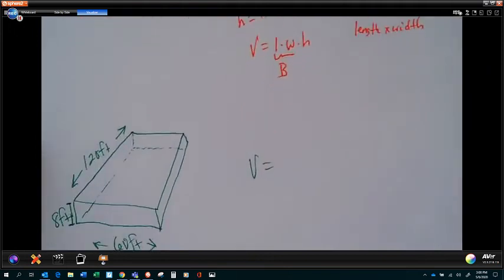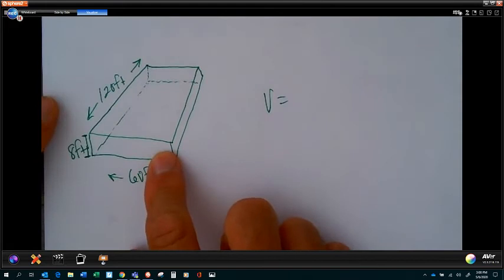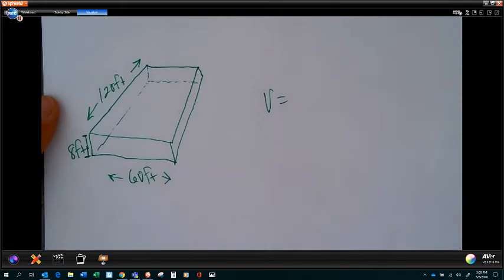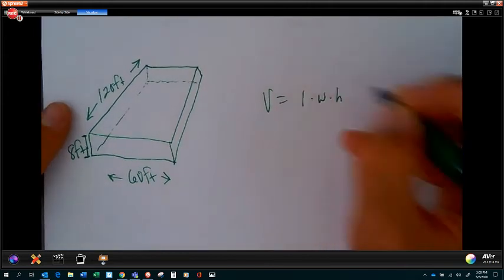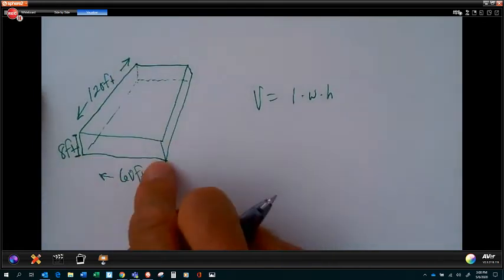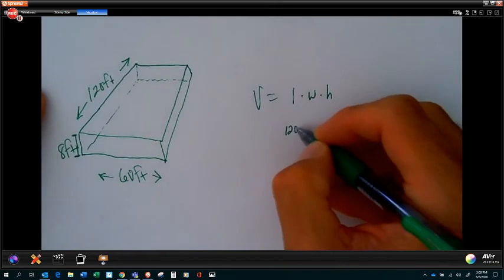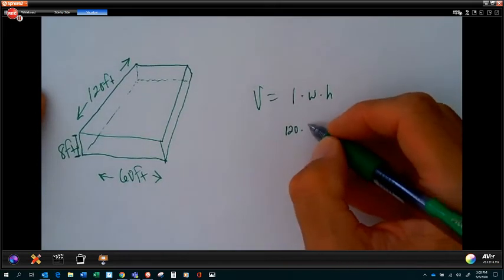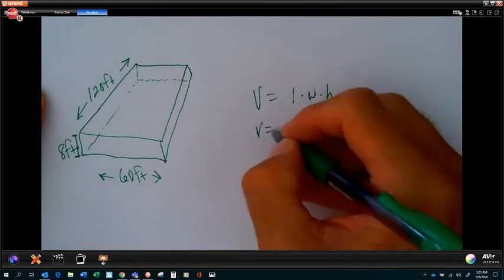So in our first problem here, finding the volume of this shark tank or whatever it is at the aquarium museum, if we look at volume as being length times width times height, you've got your length, your width, and your height. So you've got your length of 120 times your width of 60 times your height of 8. And that's how you work it out.